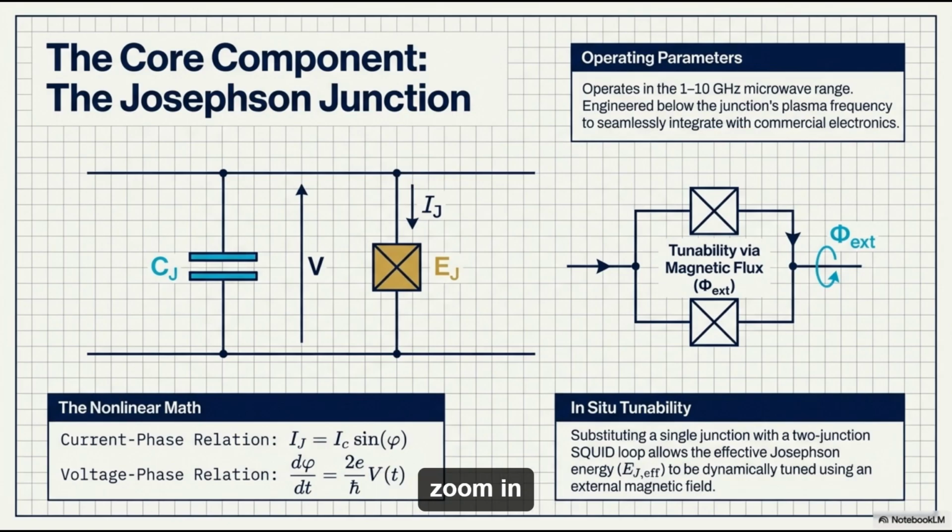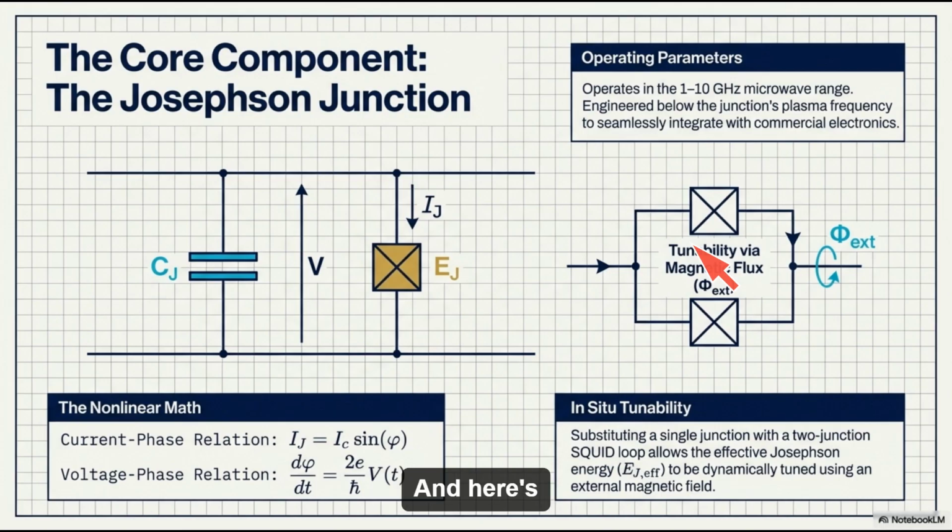All right, let's zoom in on the junction itself. What is this thing actually doing? It operates in the 1 to 10 gigahertz range, which is microwave territory. Conveniently, the same band as our everyday electronics, right? That's not a coincidence. It was engineered below the plasma frequency on purpose, so we can drive it with existing hardware. And the physics? 2 equations. Current equals IC times sine of phi, and the phase evolves proportional to voltage. Sine phi, that's where the nonlinearity comes from.